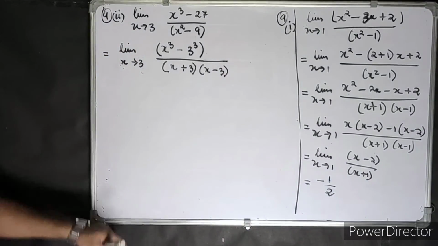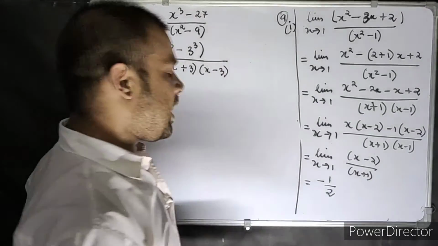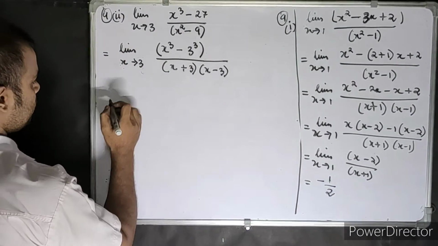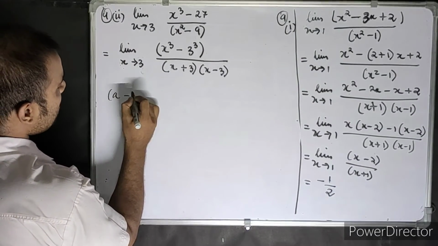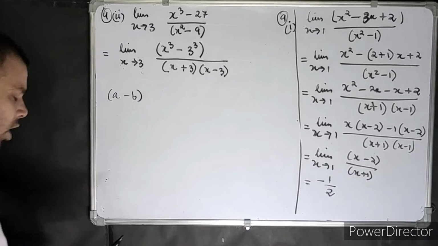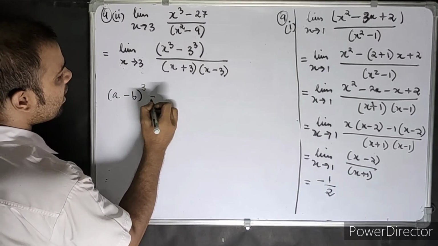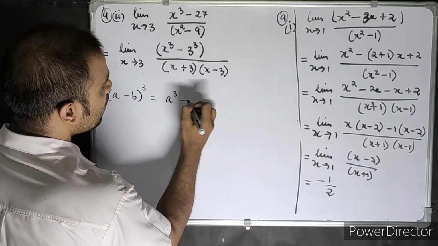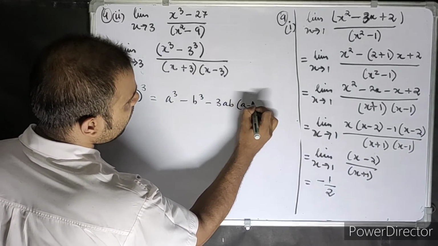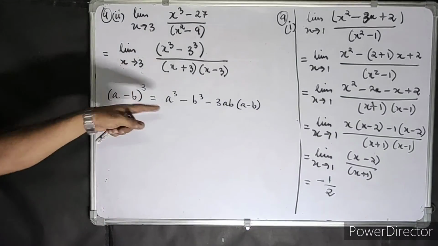Now look at this. What is this? This is a cube minus b cube. What is the formula of a cube minus b cube? We don't have a formula for a cube minus b cube, so we have to create one. Many of you have already seen this, but look very carefully. This is a cube minus b cube minus 3ab, a minus b. Those of you who know the formula, you don't have to see this.